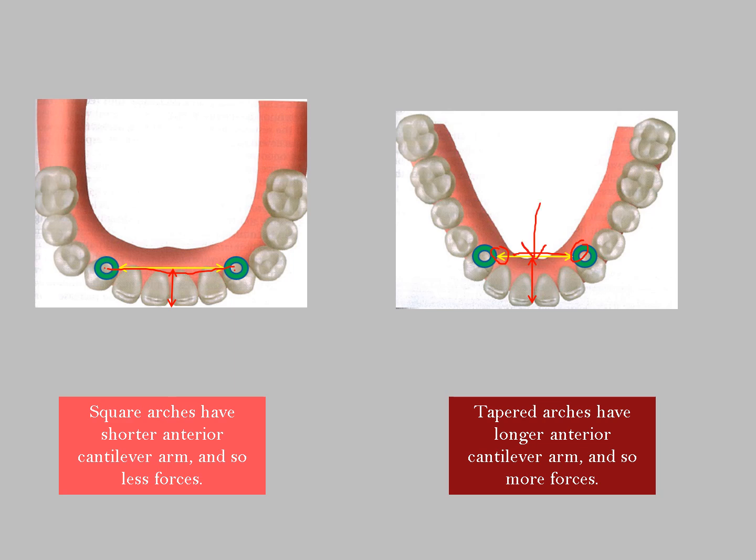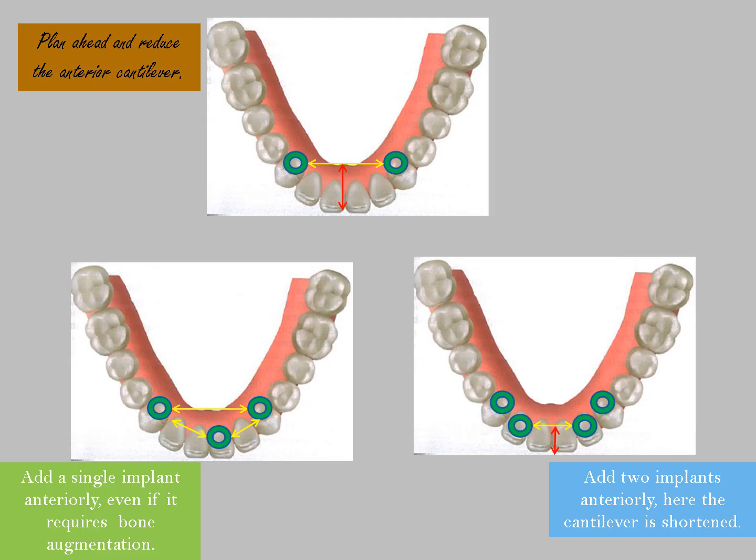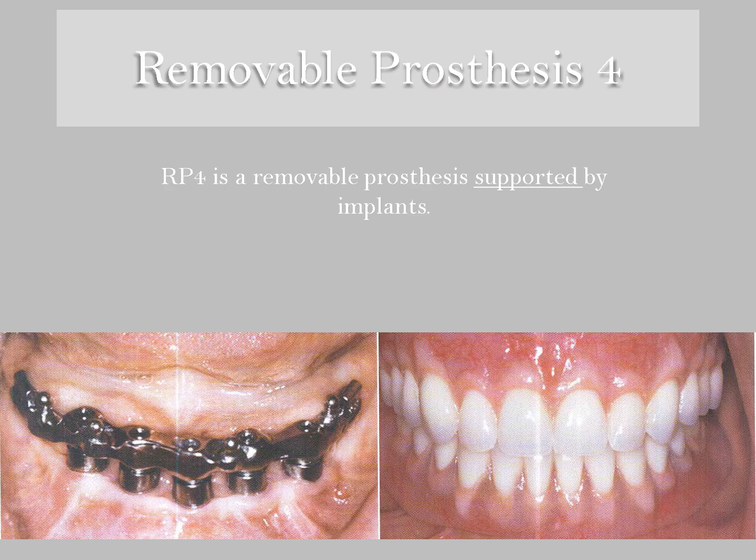So the tapered or V shape will have a long cantilever and more forces, and the implant itself will not do well. So we're going to change from a bar unit to a bar joint, or change it from implant supported to implant retained, or we are going to change the treatment plan to be locator or equator or something like that.